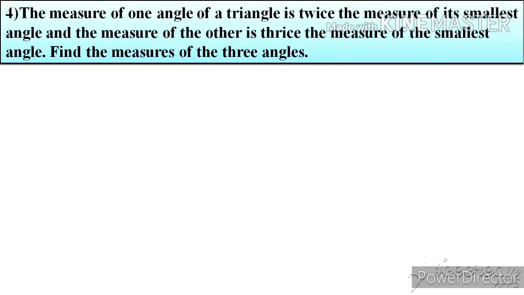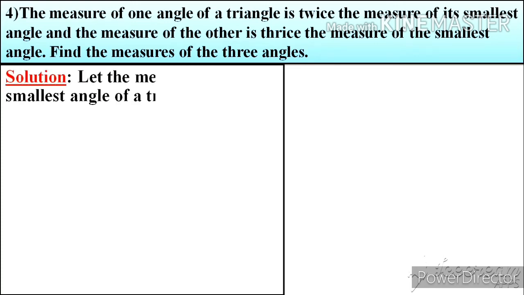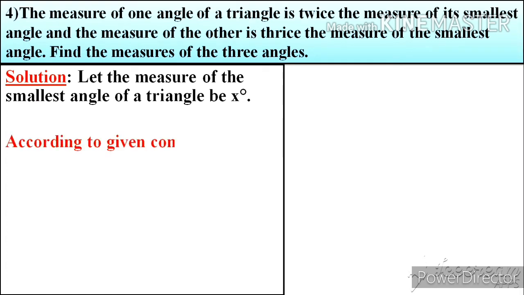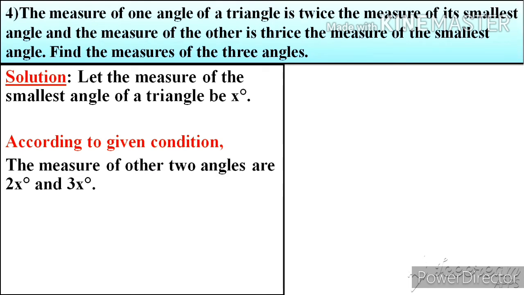Question number 4. The measure of one angle of a triangle is twice the measure of its smallest angle, and the measure of the other is thrice the measure of the smallest angle. Find the measures of the three angles. So here the solution is: let us assume the measure of the smallest angle of the triangle be x degrees. According to the given condition, the other two angles are 2x degrees and 3x degrees. Twice means 2x, thrice means 3x.